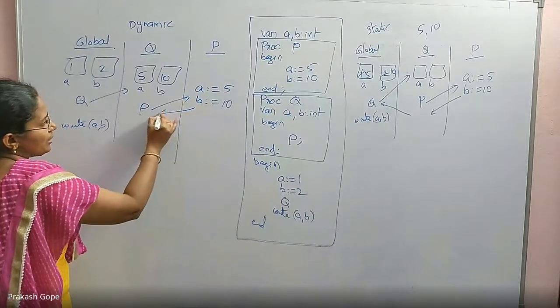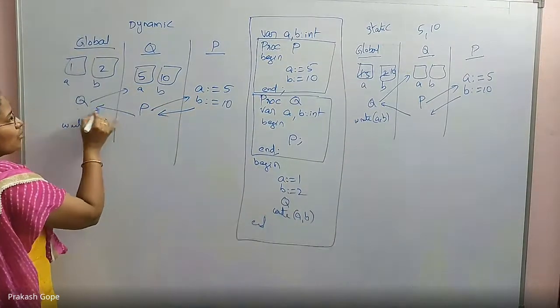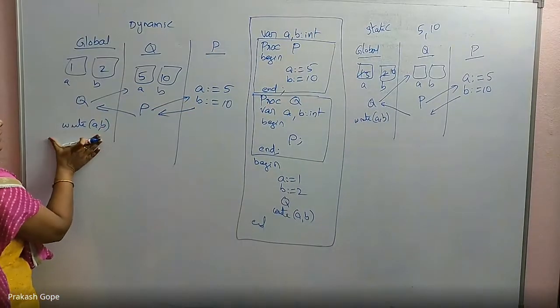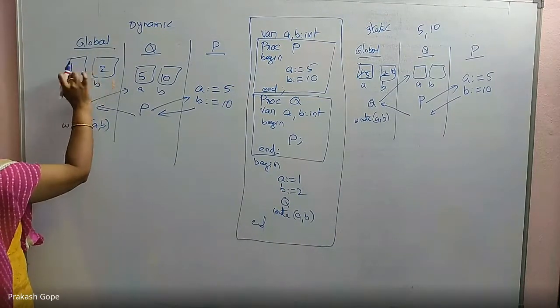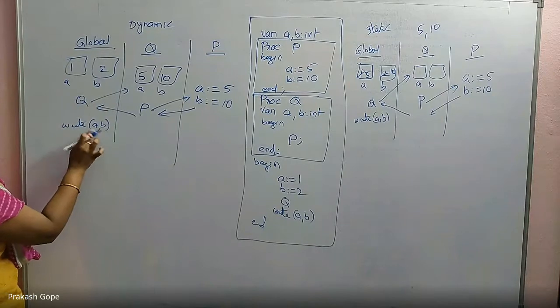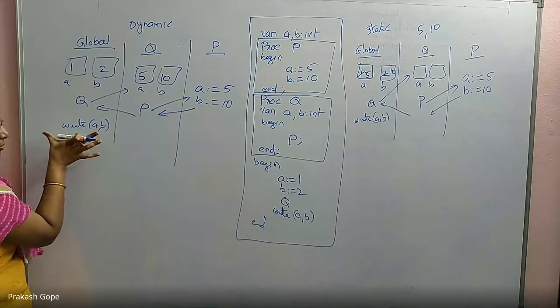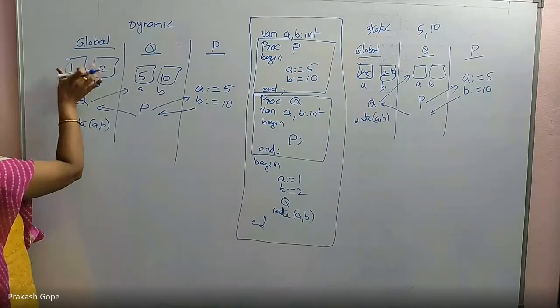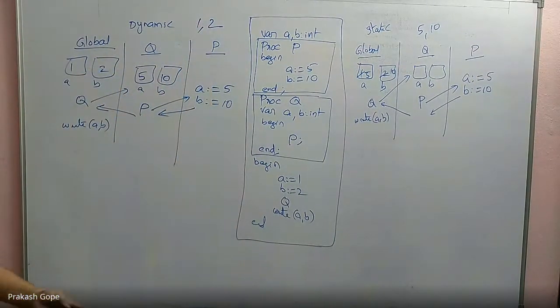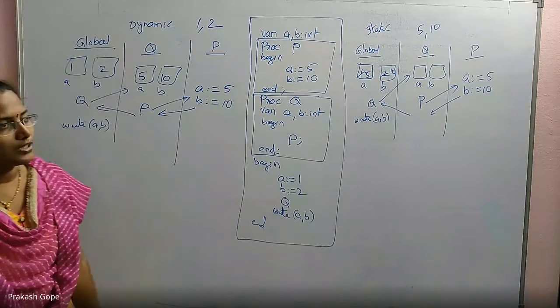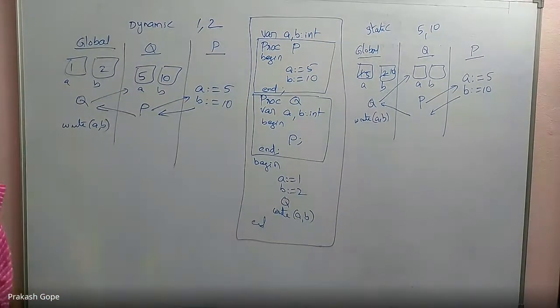So execution completed, go back and continue. Write A and B. In this environment, what are A, B values? 1 and 2 only. Because the write statement is in the global environment, the global A and B are 1 and 2. So the output for dynamic scope is 1, 2. Static scope is 5, 10. That's all.